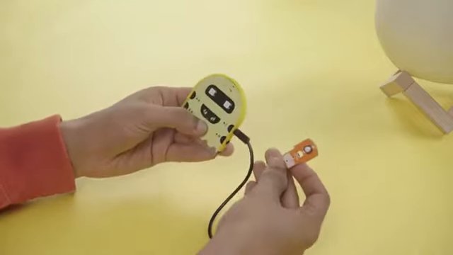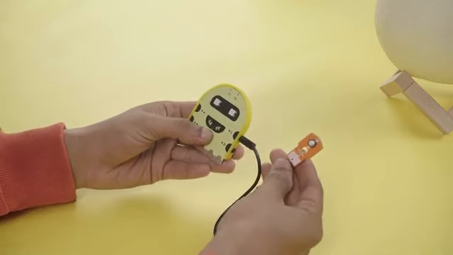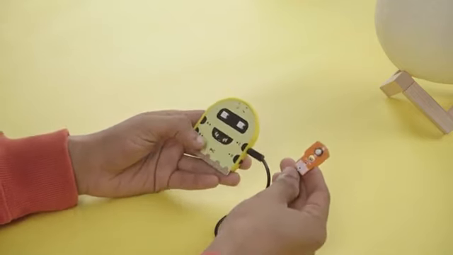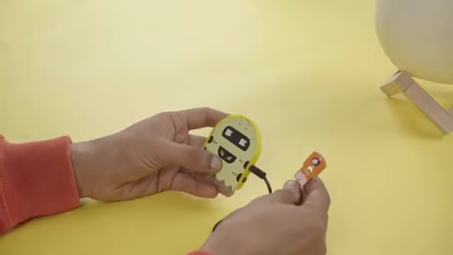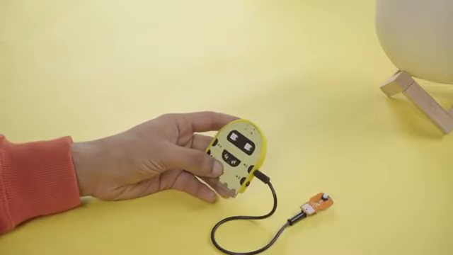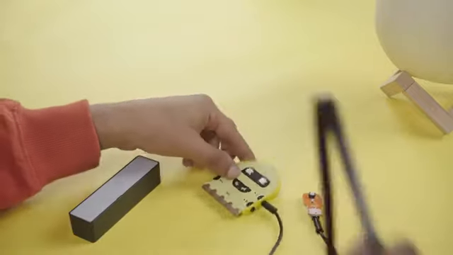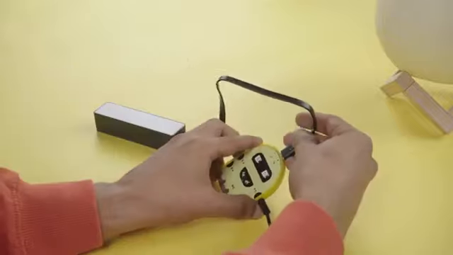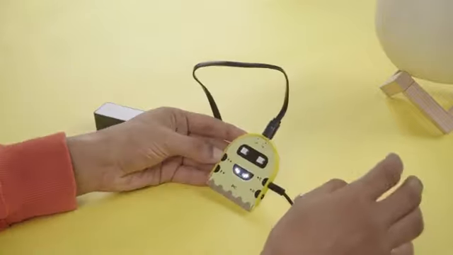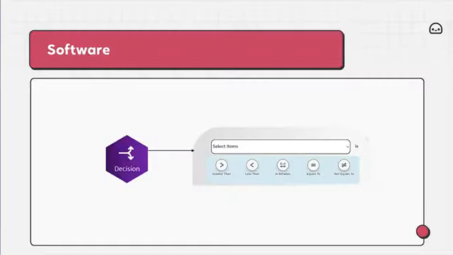Now we have seen the connection. Let's try to code. In order to code, we need to power the PC. To power the PC, we require a power bank and a USB Type-C cable. Let's code. Now let's move on to the software part.